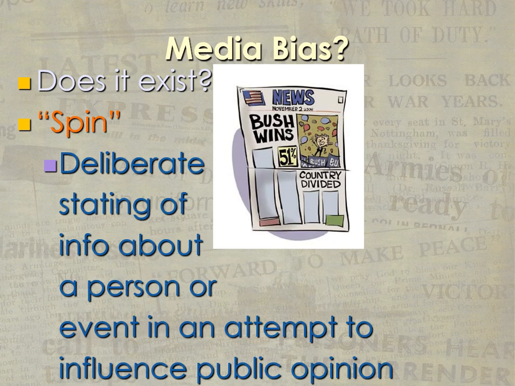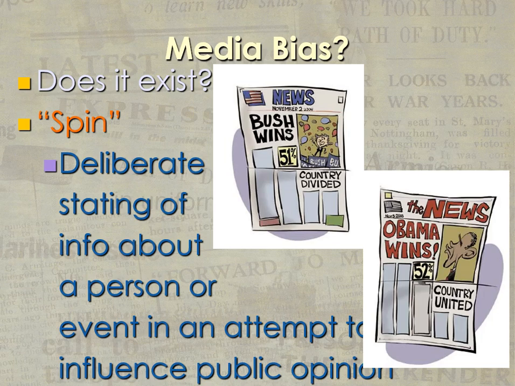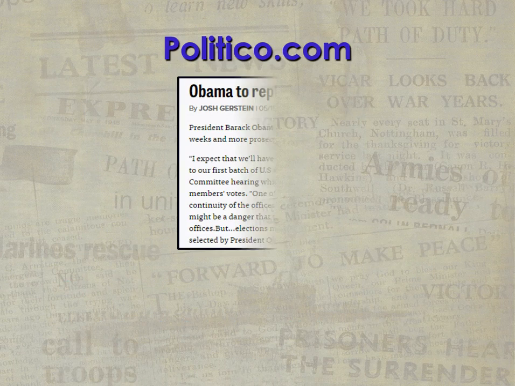We have one newspaper reporting that Bush won the election by 51%. The same newspaper, only 4 years later, in the next election, reported Obama wins 52%. The country is united. Is there really a huge difference between 51 or 52%? Not really, but they chose to put some spin on it. They chose to put some bias on it. When Bush won, the publisher of the newspaper wasn't happy. When Obama won, they were.